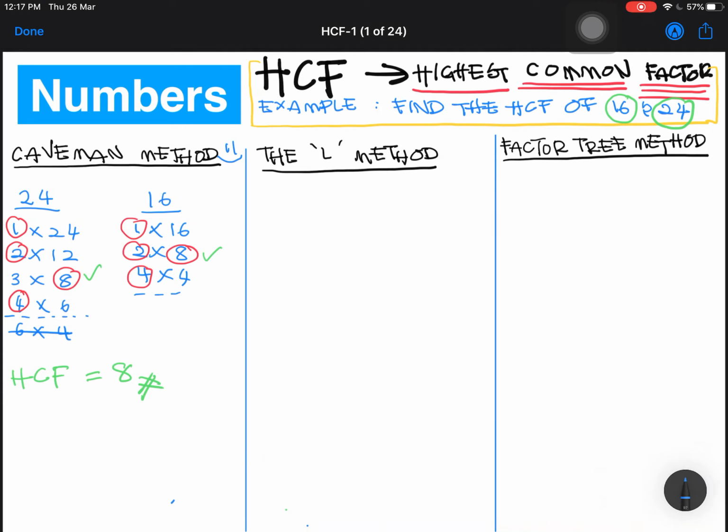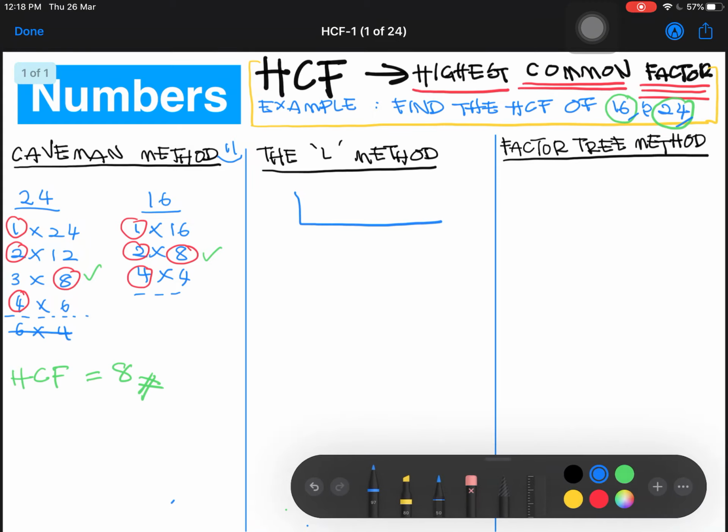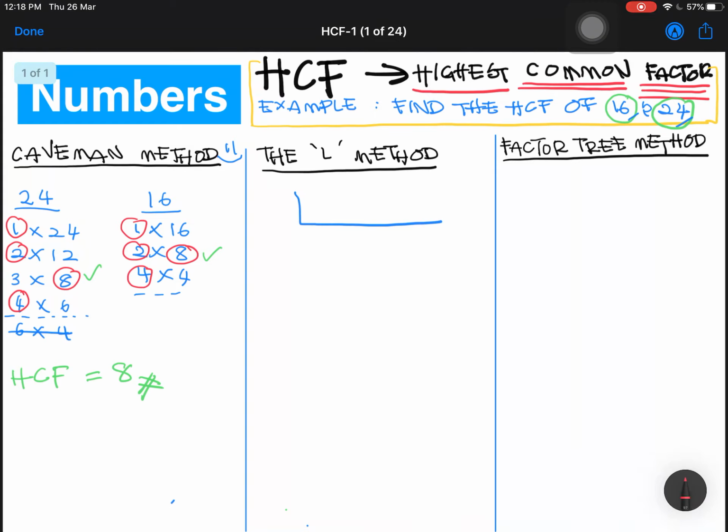Now let's move on to the second one, the L method. This method is applicable when it comes to double-digit or maybe triple-digit numbers, especially those numbers whose times tables you never memorized, like 32 or 128 and so on. I'm still using the same numbers, 16 and 24, but I'm just going to explain how we apply the L method. The first thing you do is draw the L. Second, you put the numbers in: 16, 24.